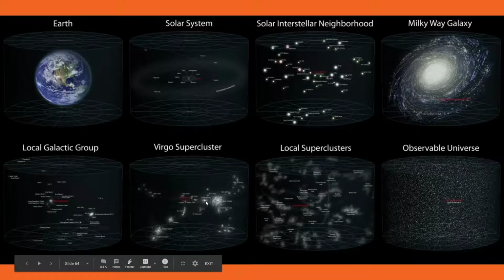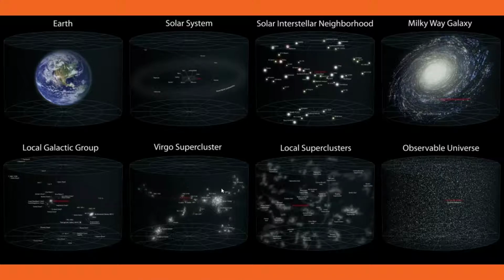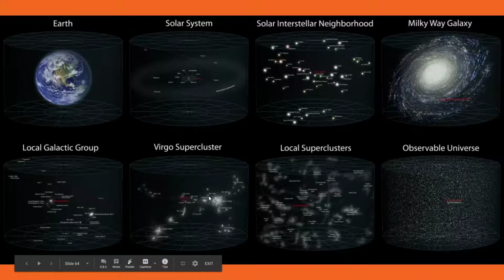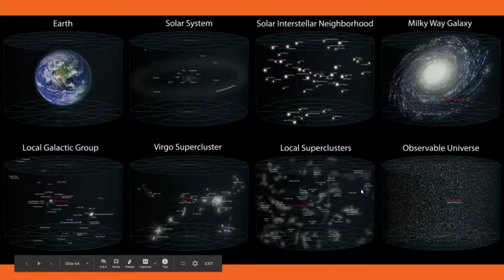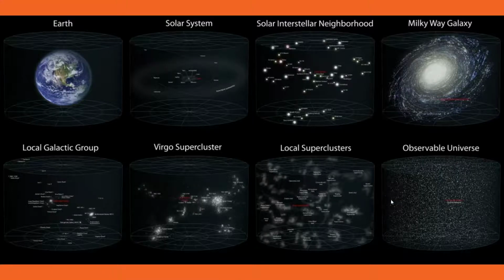Zoom out even farther, we get the Virgo supercluster. Our cluster is over here, but this is our supercluster. Zoom out even farther, we get groups of superclusters. So these are our neighborhood superclusters. And then we have the visible universe, where each one of these white dots is a supercluster. So you can see literally how big our universe is based off of this picture and how small we are. It's pretty crazy.